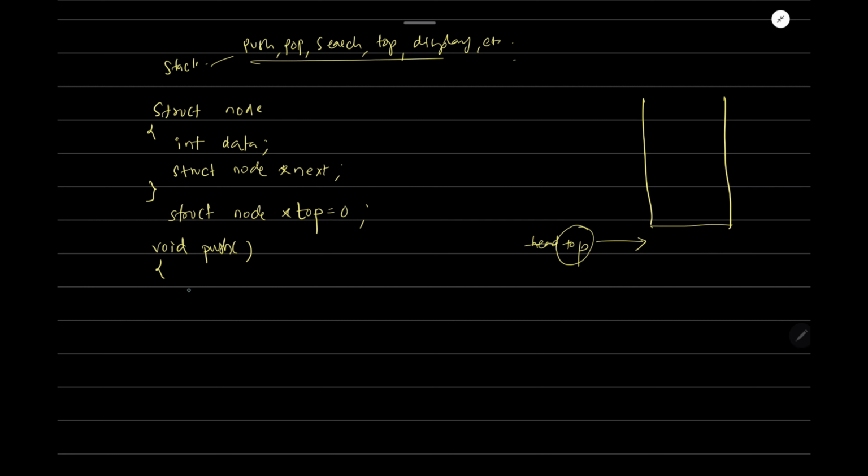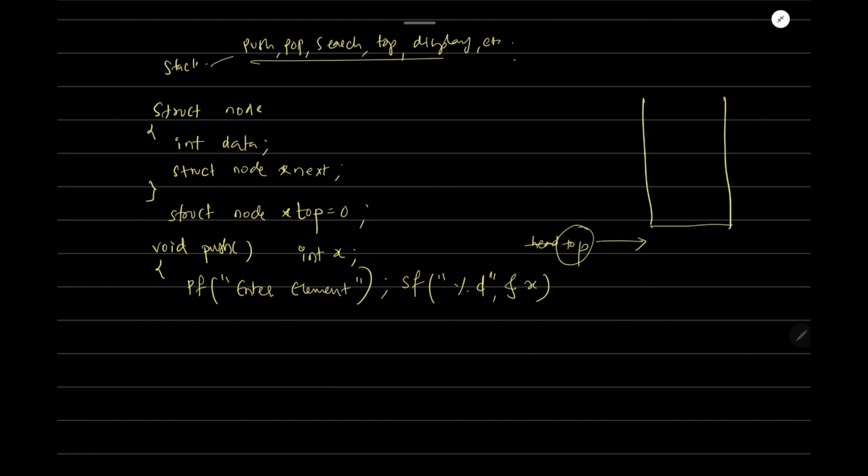To push an element, we need to first scan that element from the user input. So printf "enter element to push into the stack", and scanf "%d", &x, let's say it is x, so we'll be defining int x.